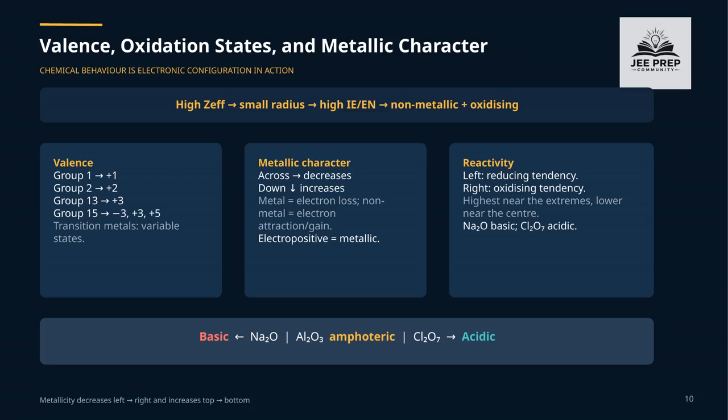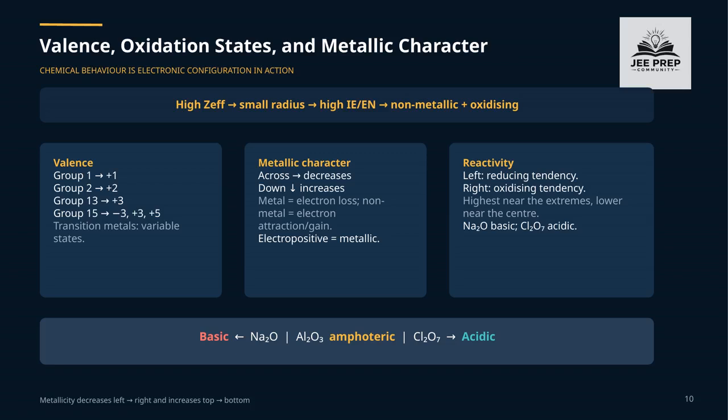Now a deeper isoelectronic problem. Compare oxide 2-, fluoride minus, sodium plus, magnesium 2+, and aluminium 3+. Count, each has 10 electrons. Nuclear charges are 8, 9, 11, 12, and 13. In decreasing radius, oxide 2- is largest, then fluoride minus, then sodium plus, then magnesium 2+, then aluminium 3+.